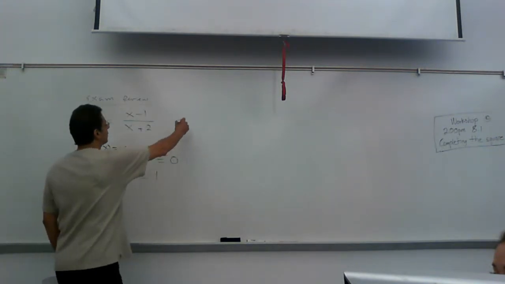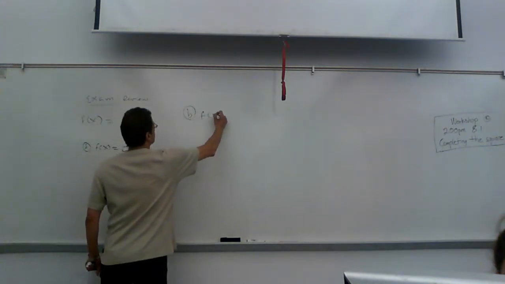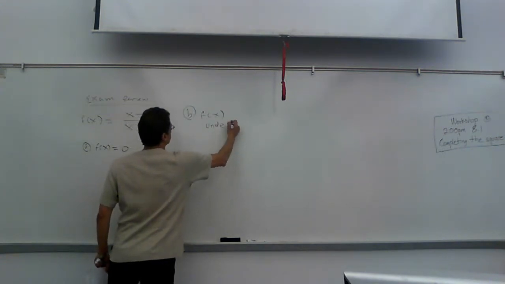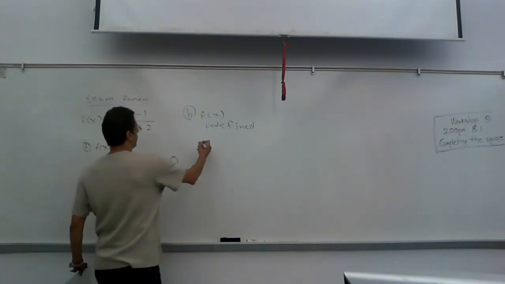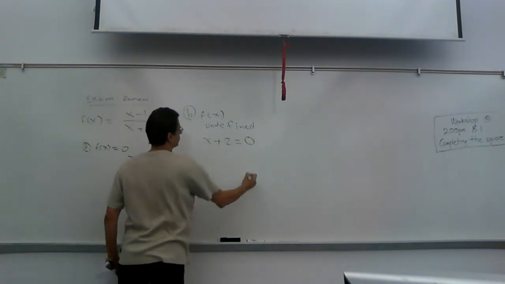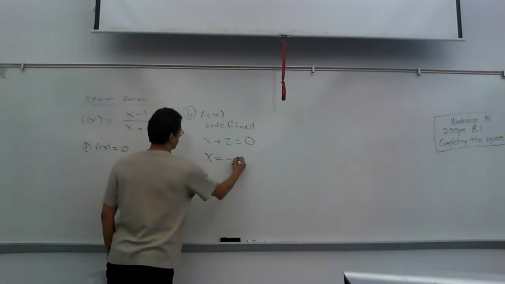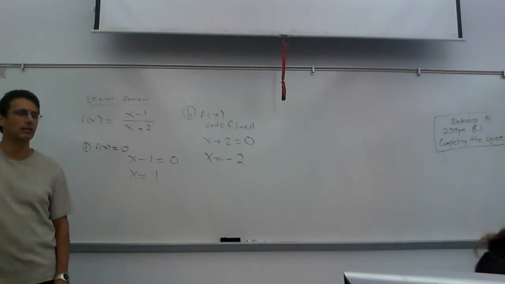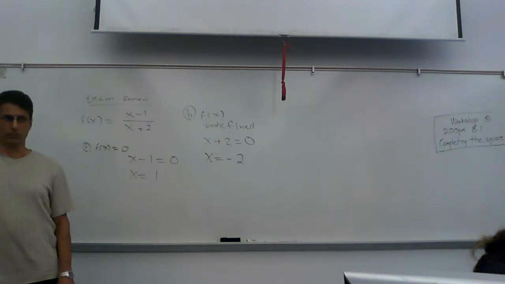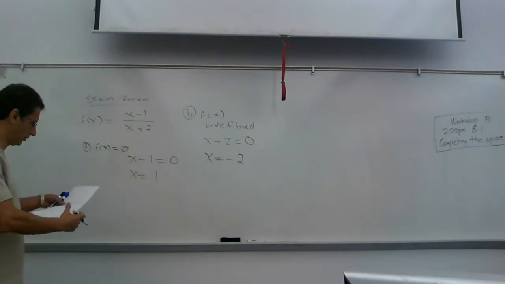When is f of x undefined? When the denominator is 0, so x plus 2 is 0, which means x must be what? That's all there is to it. I mean, it's a split-second answer. When you're looking at a rational expression, the denominator can't be 0. If the function is 0, that means the top must be 0.